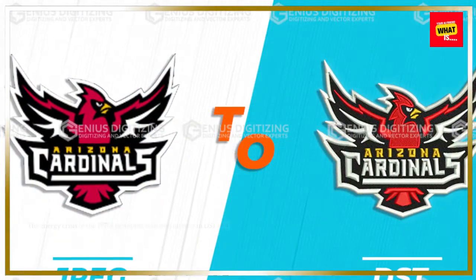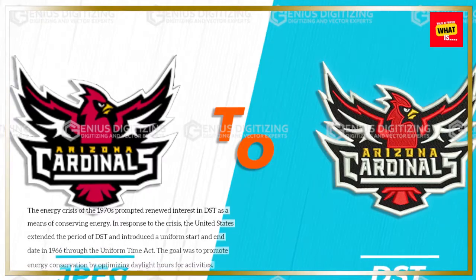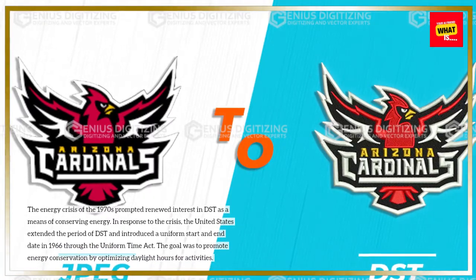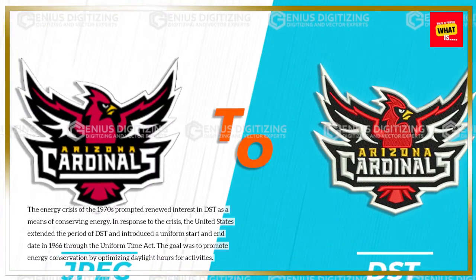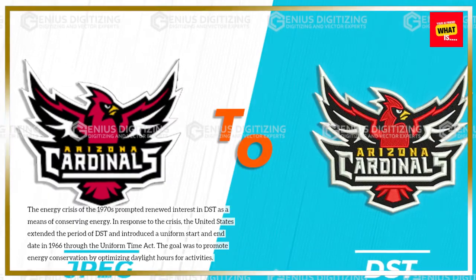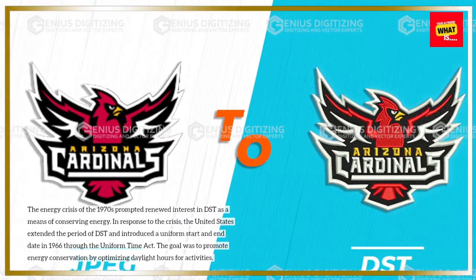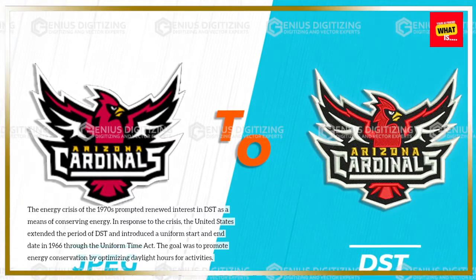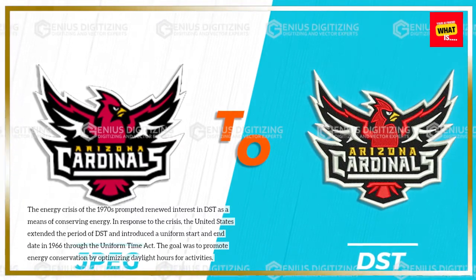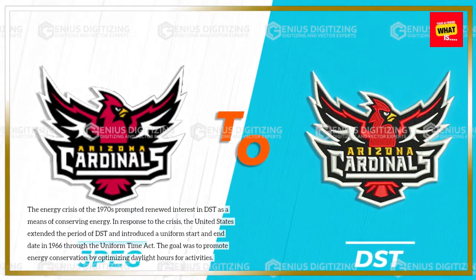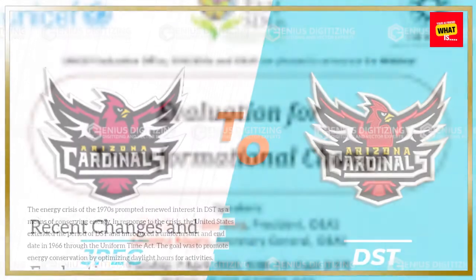Energy crisis and standardization. The energy crisis of the 1970s prompted renewed interest in DST as a means of conserving energy. In response to the crisis, the United States extended the period of DST and introduced a uniform start and end date in 1966 through the Uniform Time Act. The goal was to promote energy conservation by optimizing daylight hours for activities.